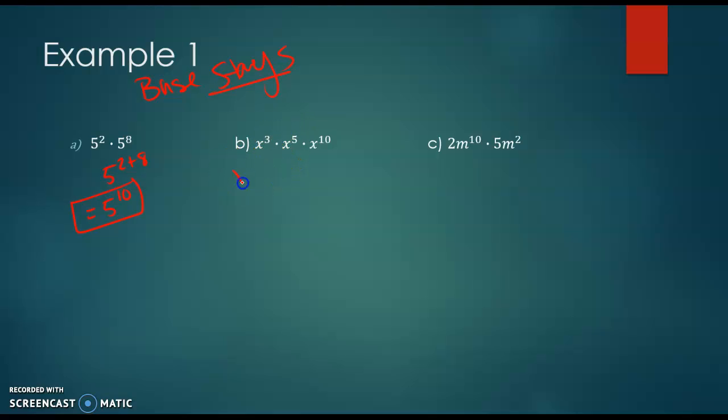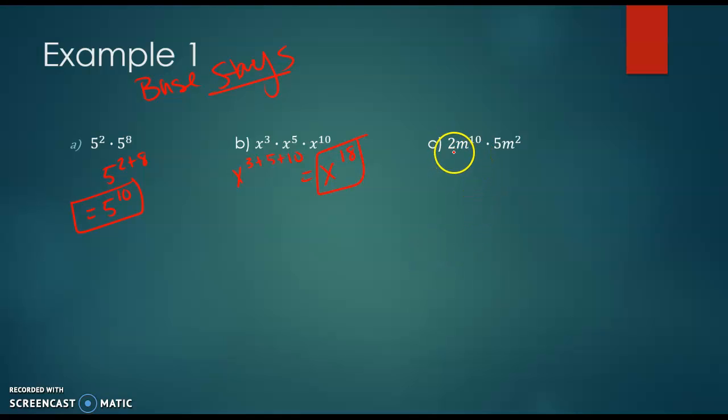On this one, we're going to do x cubed plus 5 plus 10. So x to the 3 and 5 is 8 plus 10 is 18. So our final answer is x to the 18th.